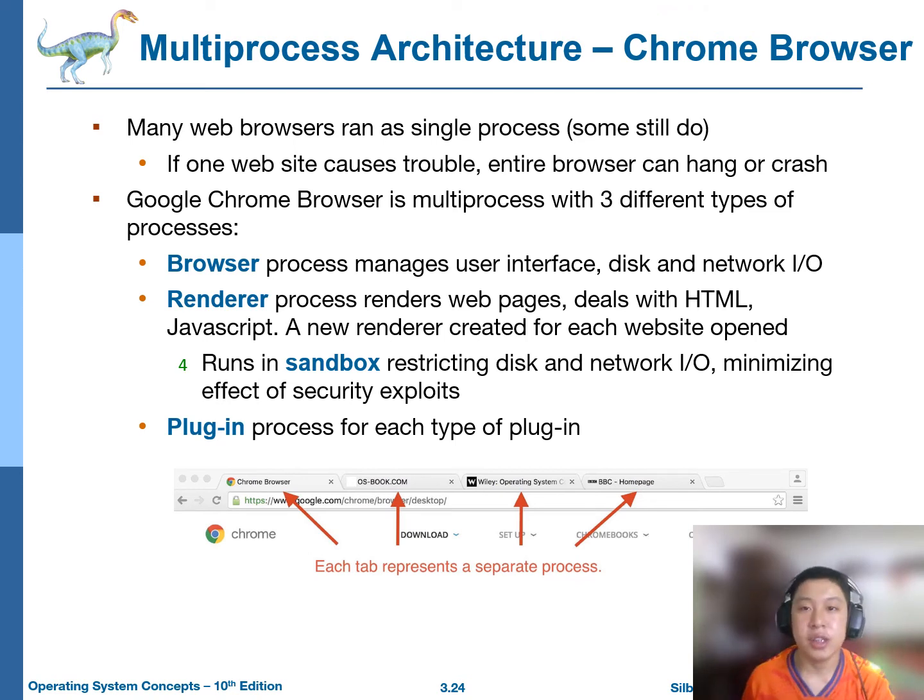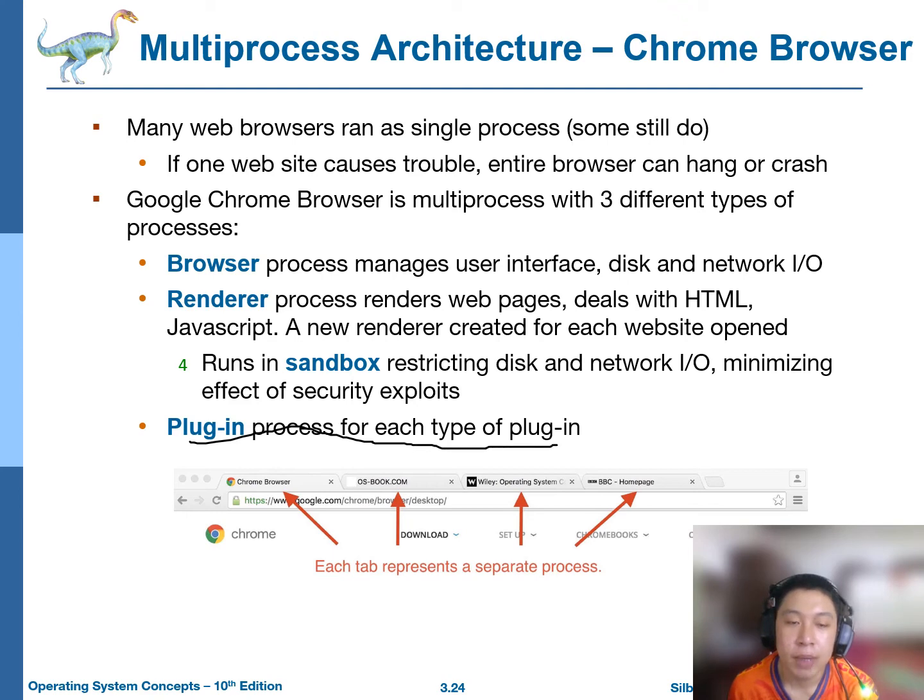Multiprocess architecture. A web browser may run as a single process. The Google Chrome browser is multiprocess, with three different types of process. The browser process manages the user interface, disk and network I/O. The renderer process renders web pages and deals with HTML. It runs in a sandbox restricting disk and network I/O, minimizing the effect of security exploits. There is also a plugin process for each type of plugin.